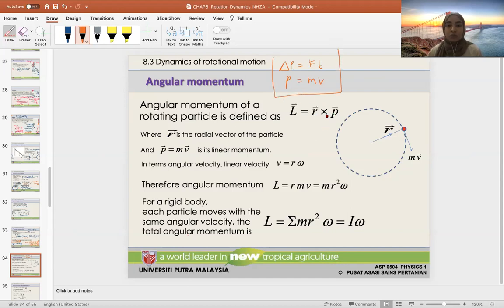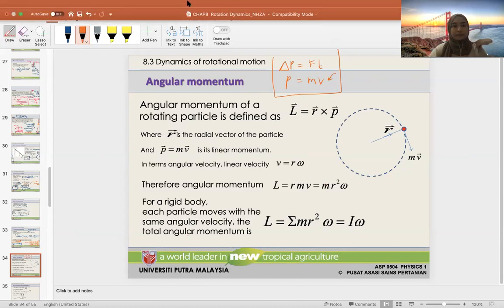For the angular world, of course, we have momentum as well. Excuse me, baby, slow down. Where was I? Okay, so the v we put in, oh my god, I'm distracted. Wait a moment.